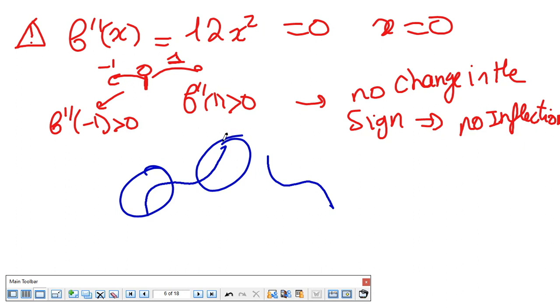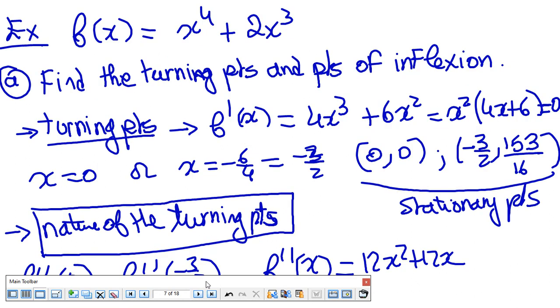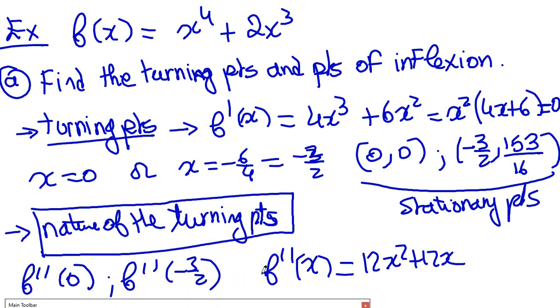If there is no change in the sign, it means there is no inflection point. Guys, let's do an example to understand this part more. So I have f of x equal x^4 plus 2x^3. Find the turning point and the point of inflection of this function.